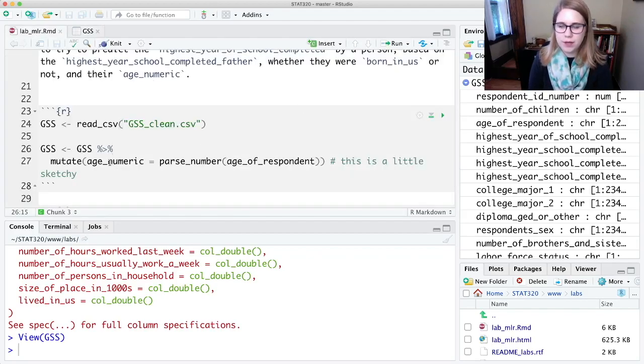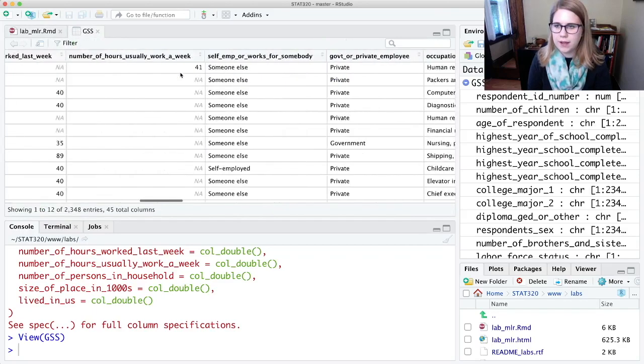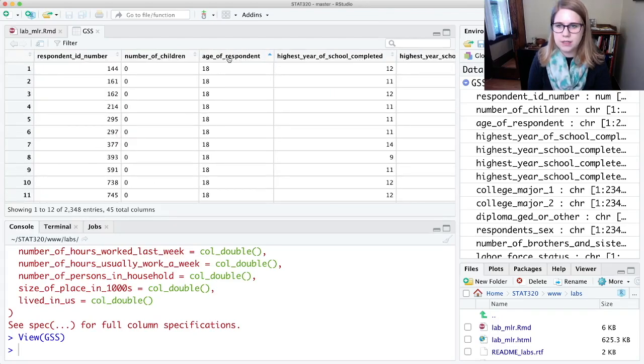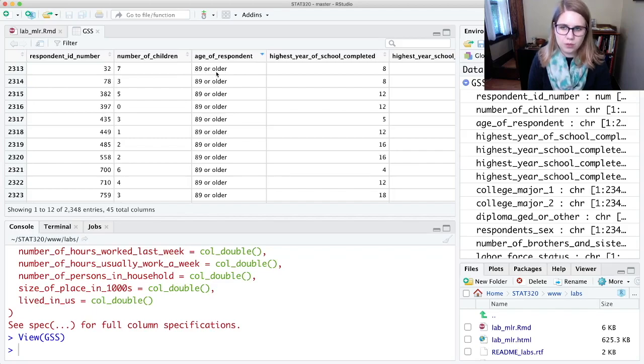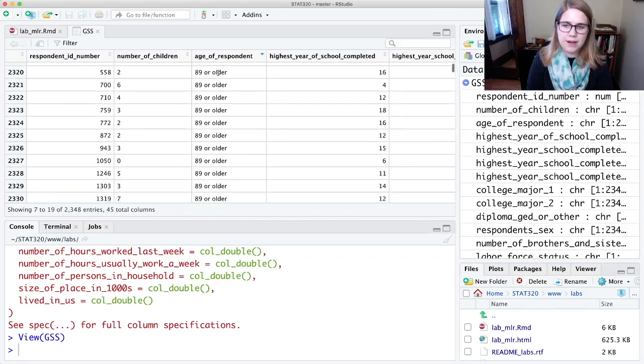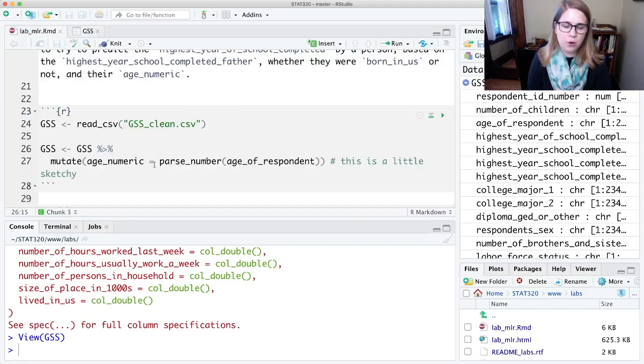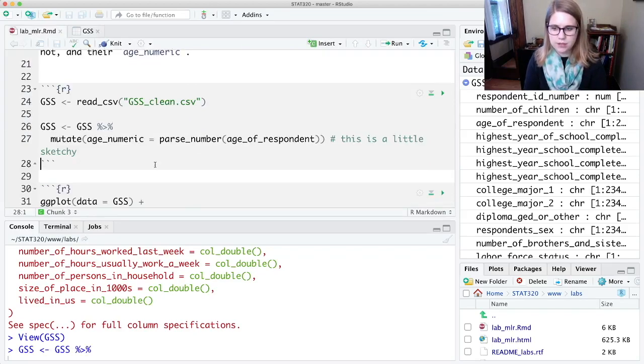So I'm going to do just a tiny bit of data wrangling. I'm going to make a new variable called age numeric, which is going to be the parse number of the age of respondent. Age of respondent is a character variable right now. So if I go back over here and try to sort by age of respondent, the least is 18 and the greatest is 89 or older. So it's not entirely numeric. And so what I'm going to do, it's a little sketchy, but I'm going to just pull out the numbers into a new variable called age numeric.